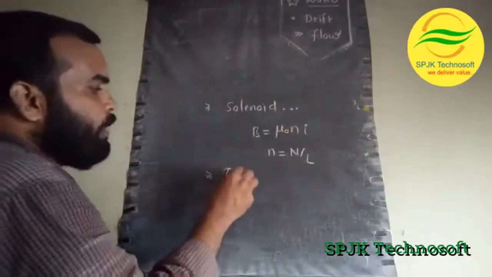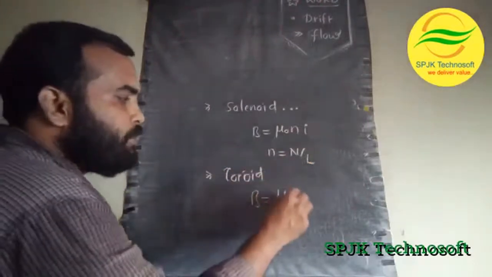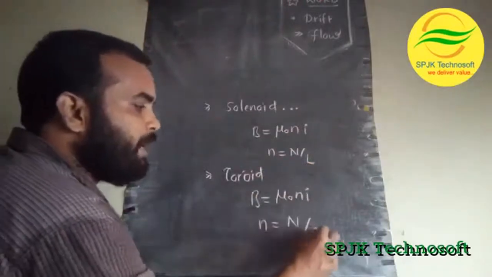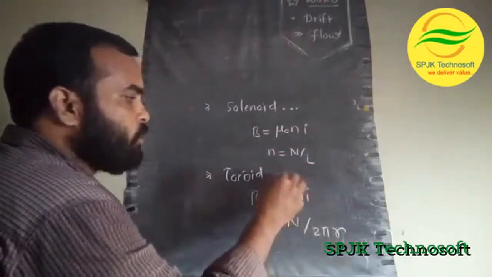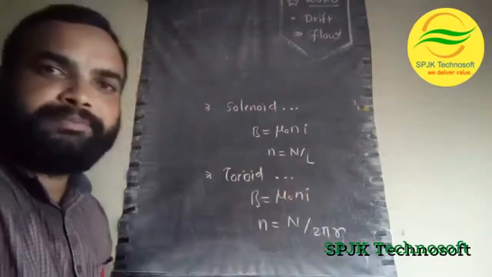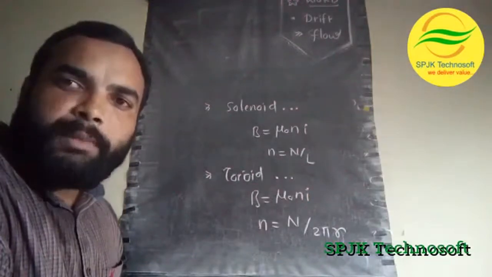In the case of a toroid, again capital B is equal to mu naught n into I, where n is equal to capital N by 2 pi r, because a toroid is in a circular shape, so we take 2 pi r. This is about solenoids and toroids. We will discuss the next topics in the next videos.